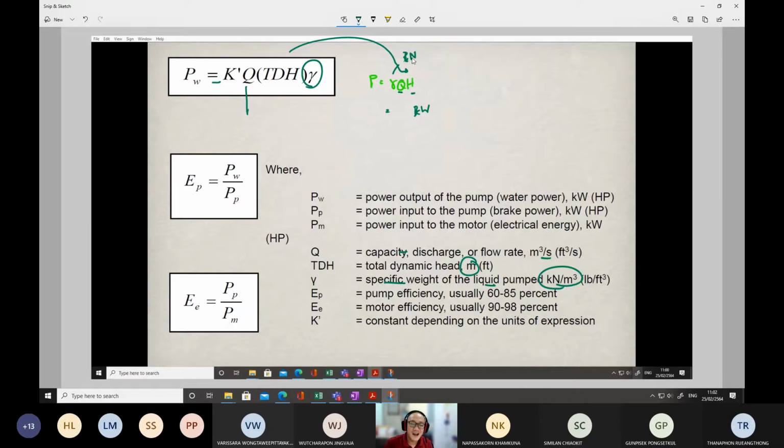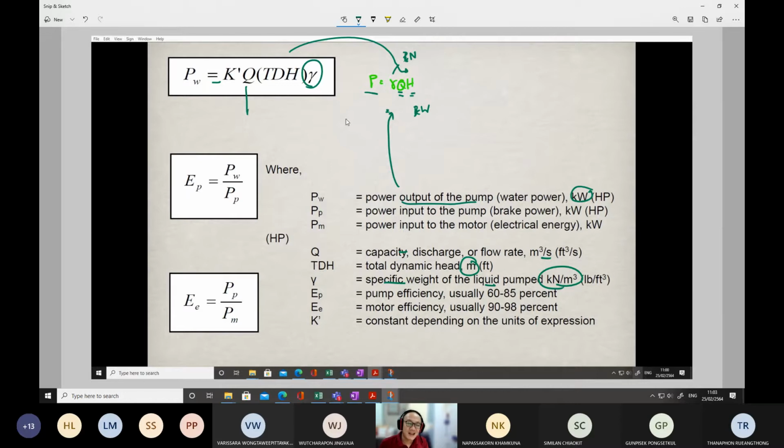That is why I'm saying: what flow rate do you want, and at what total dynamic head do we want it? So we choose the pumps, and based on the pumps that we chose, what will be the power output from those pumps? So we can estimate the power output of the pumps from this relationship. It is normally expressed in kilowatts. So if it's kilonewton, the power output you will get is in kilowatts.